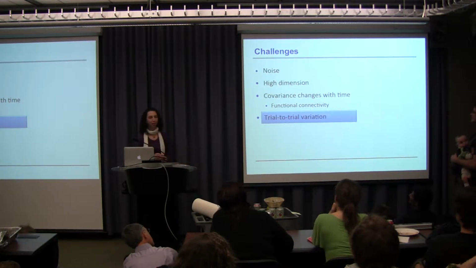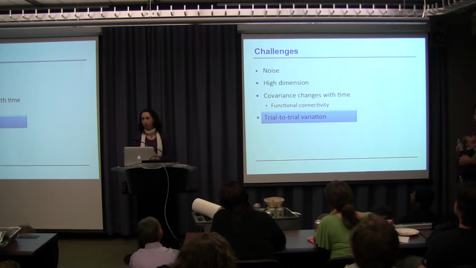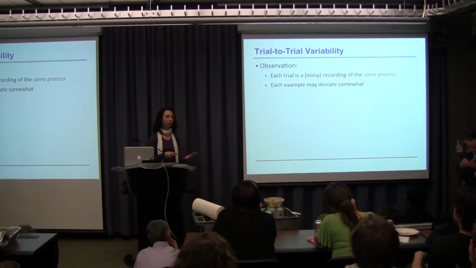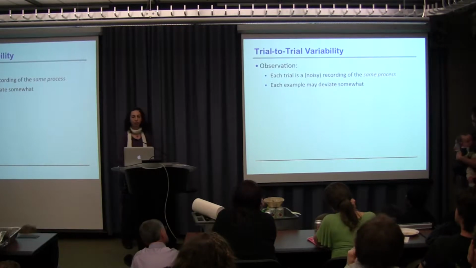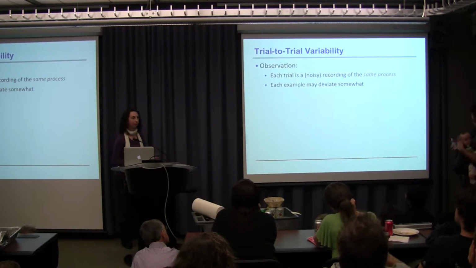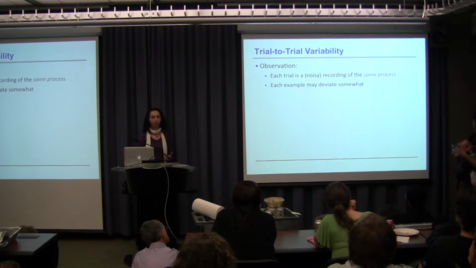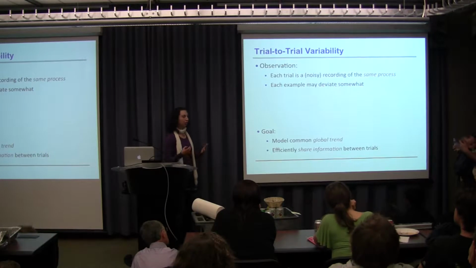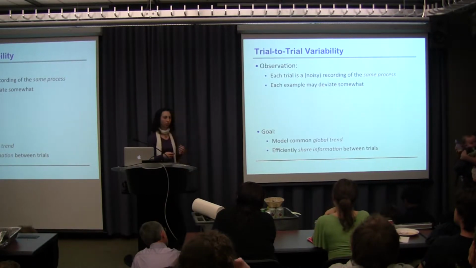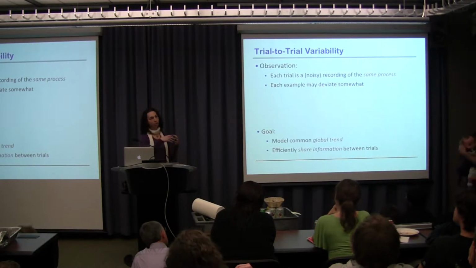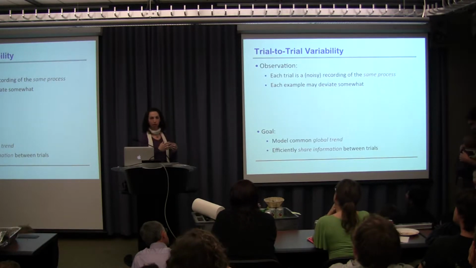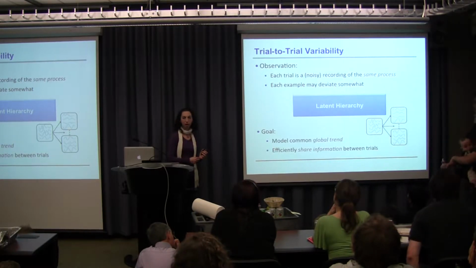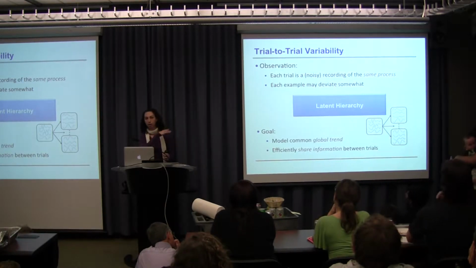Okay, now let's go to the final challenge, which is capturing this trial-to-trial variability. So remember that each one of our trials is a noisy observation of the same underlying process. And each one of these trials is going to deviate, sometimes quite significantly. And so the goal is to share information between these trials in order to capture a global commonality in terms of what the response is to a given stimulus. And for this, we're going to employ a collection of Gaussian process hierarchies, just like I described at the beginning of the talk.